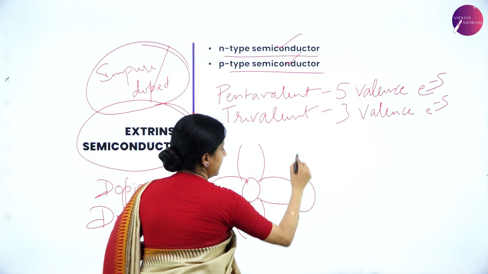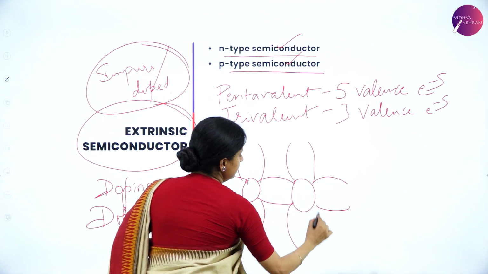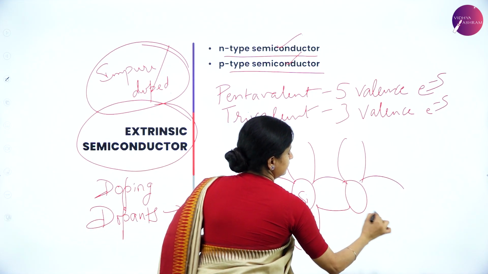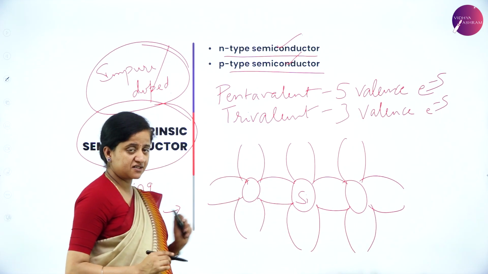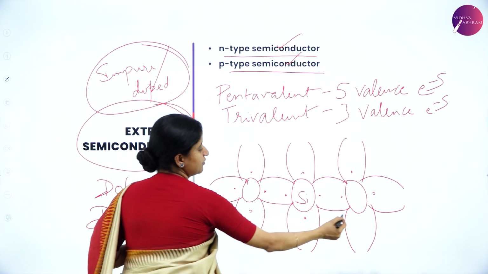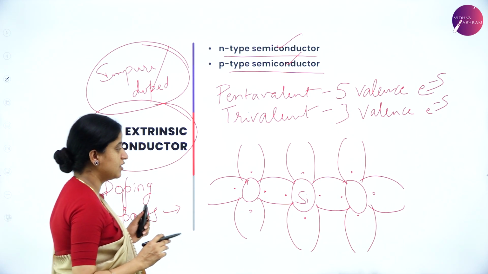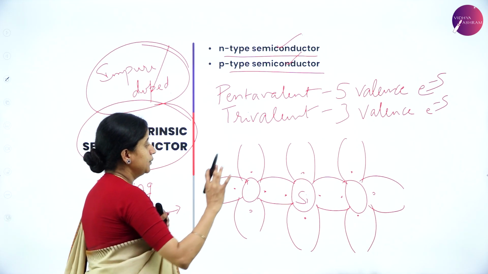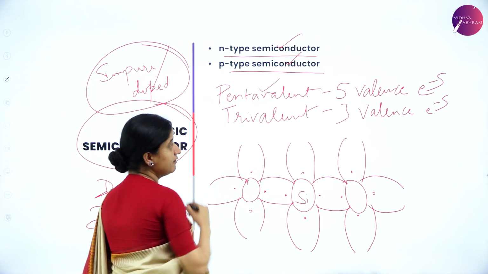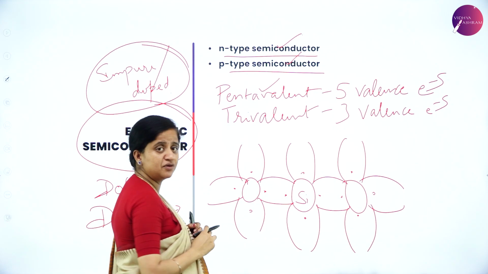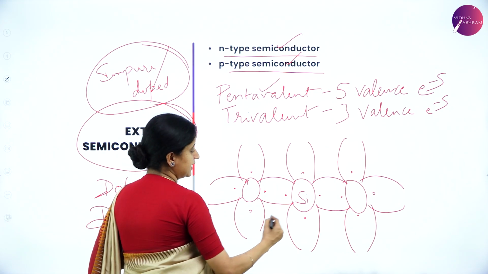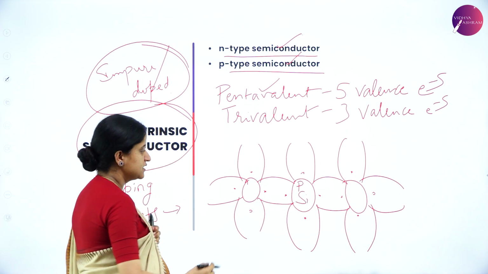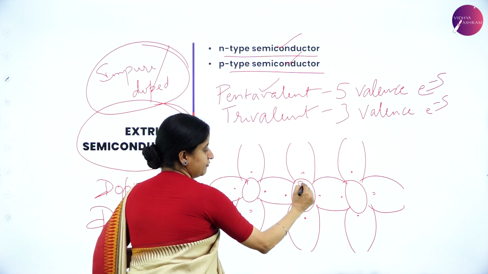Say for example, I have a silicon material. This is my silicon, and we have the tetravalent structure here. So each atom will share one of its electrons with the neighboring atoms to form a covalent bond. This is the general structure of an intrinsic semiconductor. When this is doped with a pentavalent impurity such as phosphorus, say for example, in the place of silicon, I am doping phosphorus. So this silicon will be replaced by phosphorus.